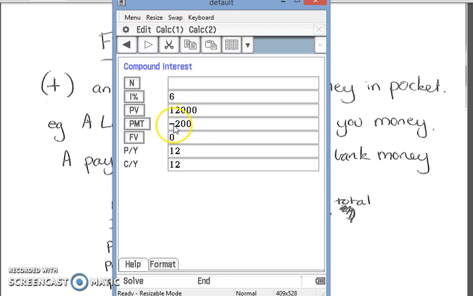and we want to pay back in installments of $200. Because the bank's given us money, this is a positive. Because we're paying the bank, this is a negative, money out of our pocket. So a question could pop up and say, how many repayments do you need to make? What you can do is click on the N value, and for this example, we need to make 71.51 repayments.